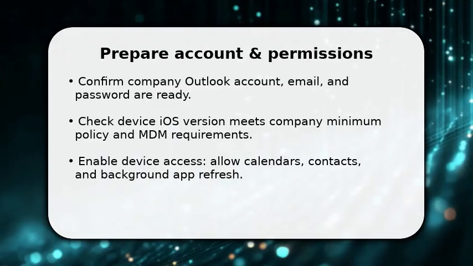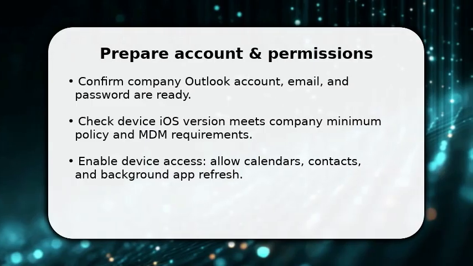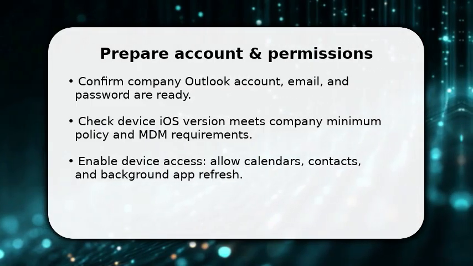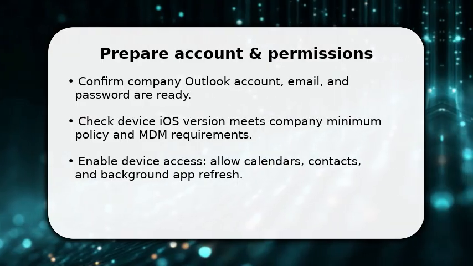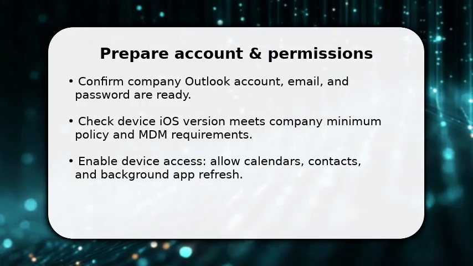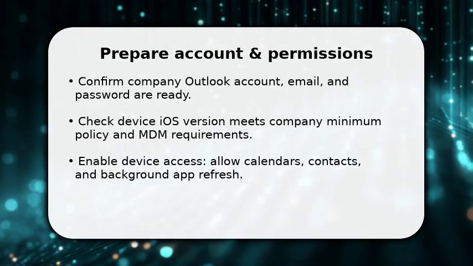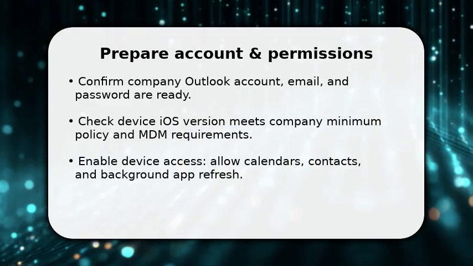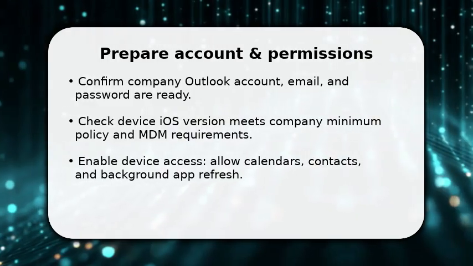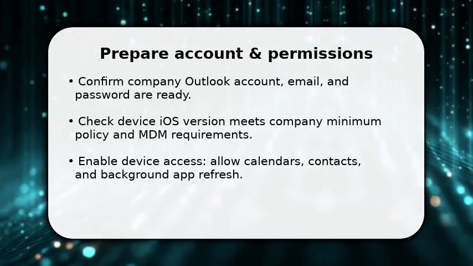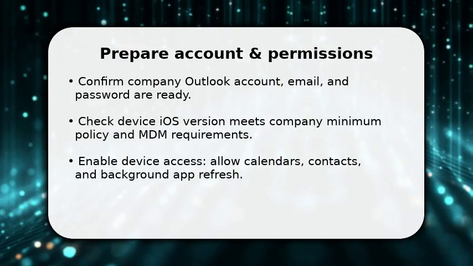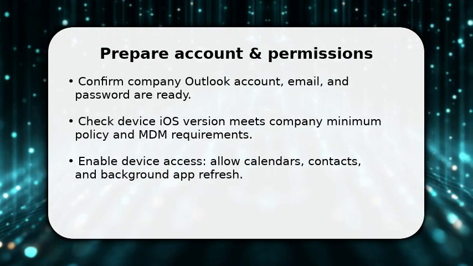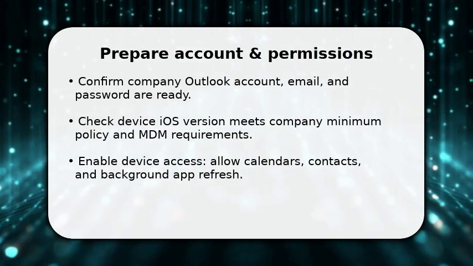You'll start by preparing credentials and permissions so the sync can happen without interruptions. Sign into your company Outlook account and verify the password works. If you use MFA, have your second factor ready. Once done, check your iPhone's iOS version and any mobile device management restrictions your company enforces, because those can block calendar sync. Finally, make sure calendar access and background app refresh are enabled for Outlook. This lets events update automatically in the background.